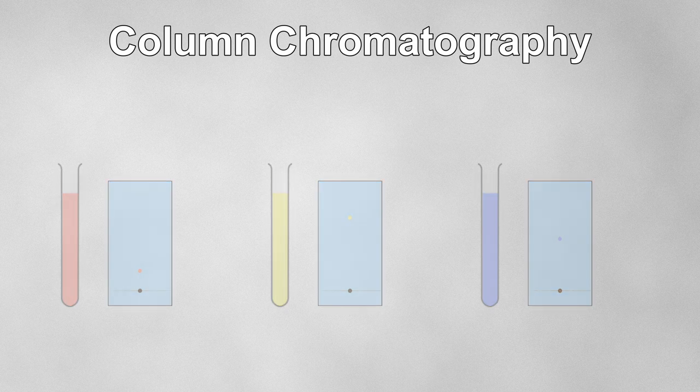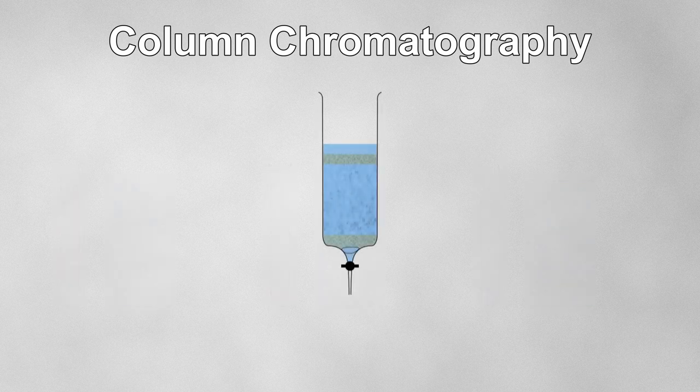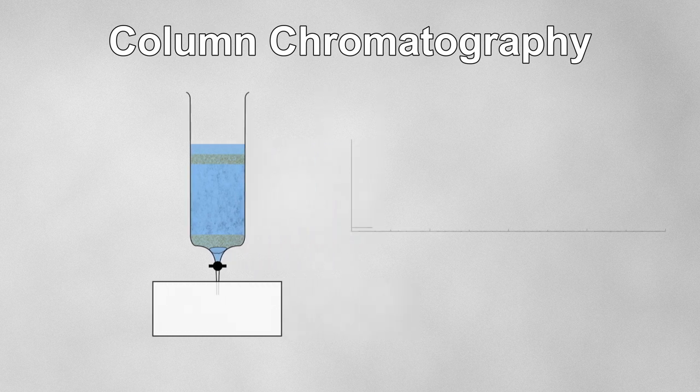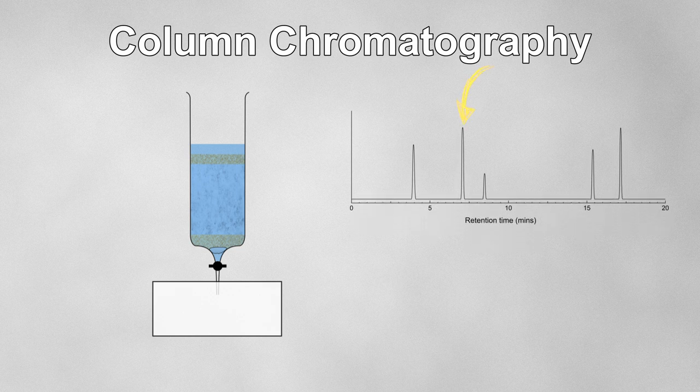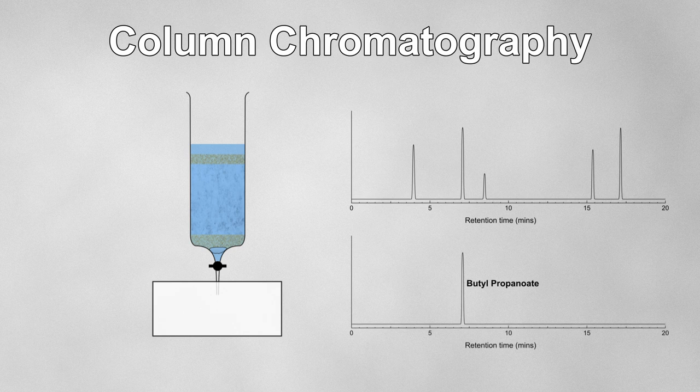We can also get more sophisticated types of column chromatography, which have a detector fitted to the outlet. This can produce a chromatogram which shows peaks when each component passes through the detector. The time taken for a component to pass all the way through the column is called the retention time. Comparing the retention time of an unknown component with that of a known compound which has been run under the same conditions can help to identify it.